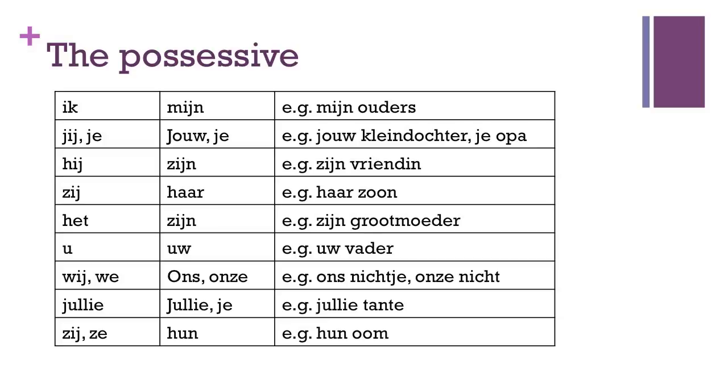If it's for us, wij in Dutch, we use ons for words with het, like ons nichtje, and onze for words using de as an article, like onze nicht. Jullie tante is your aunt in the plural. Use je to avoid repetition. For example, kunnen jullie je tante voorstellen? Can you present your aunt? Instead of kunnen jullie jullie tante voorstellen. That's wrong in Dutch. And finally, hun oom is their uncle.